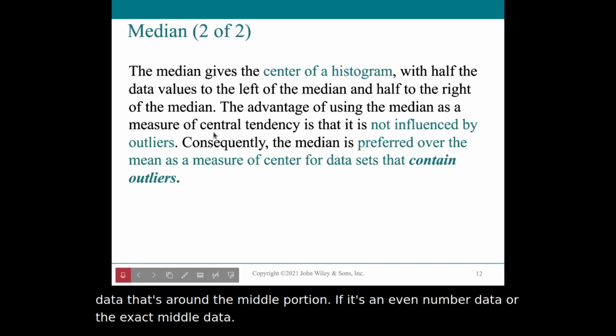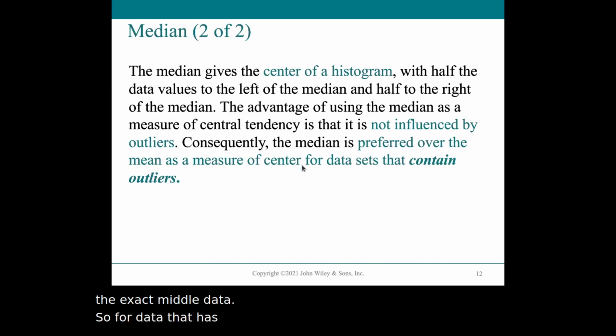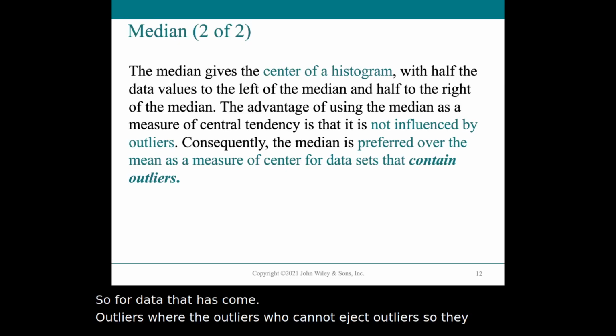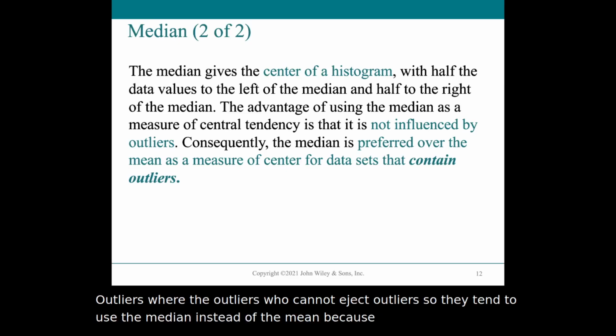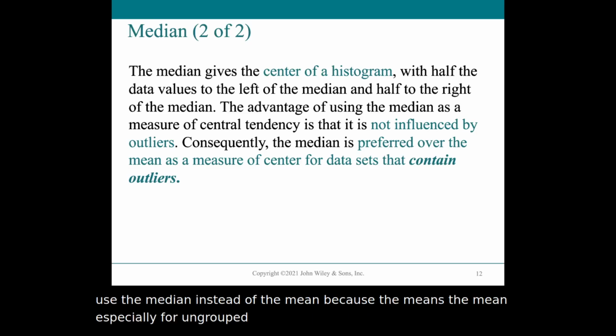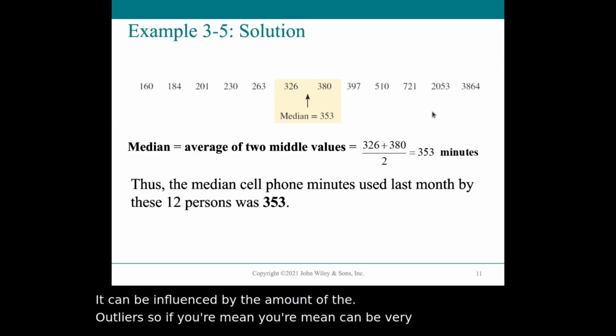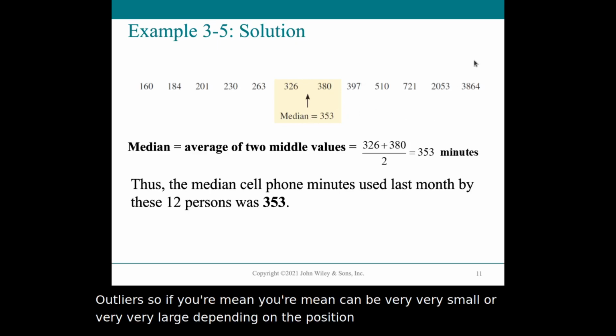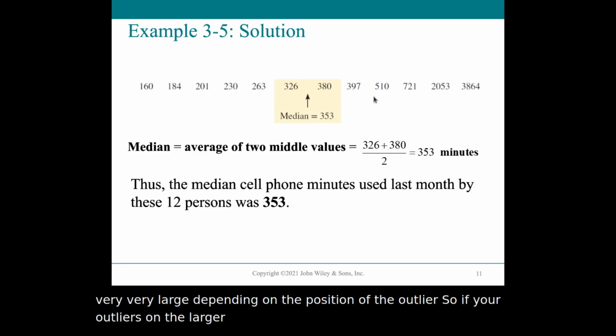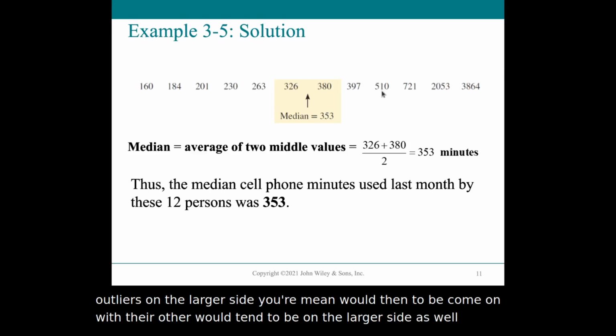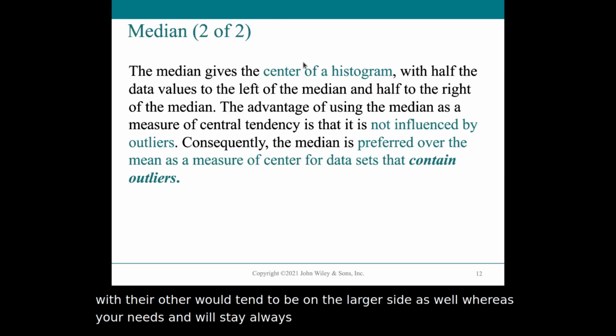So for data that has outliers, where you cannot eject the outliers, they tend to use the median instead of the mean, because the mean, especially for ungrouped data, can be influenced by the outliers. So your mean can be very, very small or very, very large depending on the position of the outlier. If your outlier is on the larger side, your mean would tend to be on the larger side as well, whereas your median will stay always at the center.